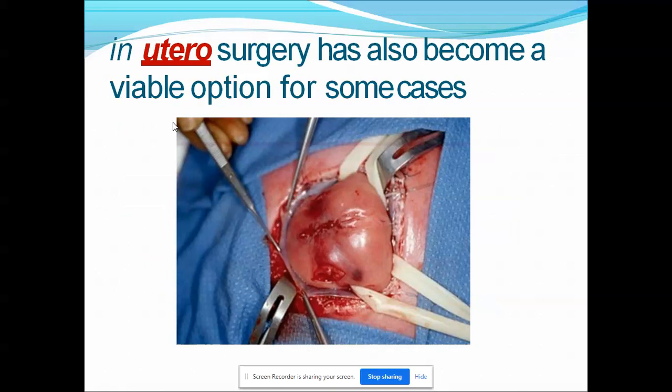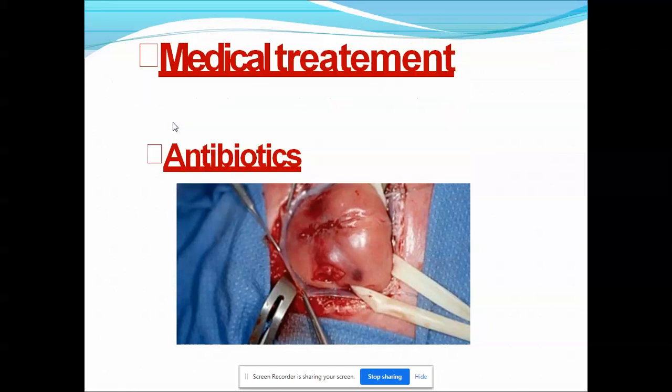In utero surgery has also become a viable option for some cases. In utero means when the baby is inside the uterus, and they perform the surgery. Okay. So in utero surgery is also in an advanced phase. Right now we have the technology, and according to recent advances, we are also performing in utero surgery for spina bifida.